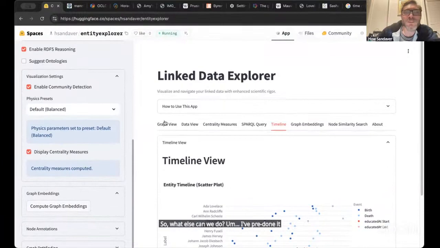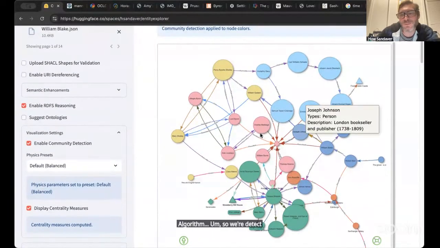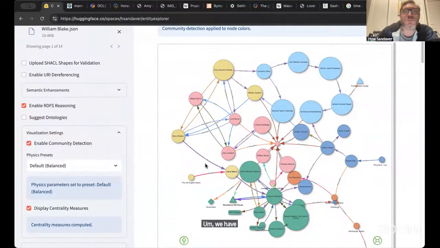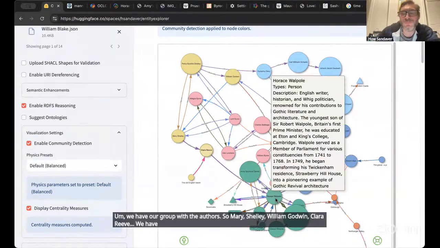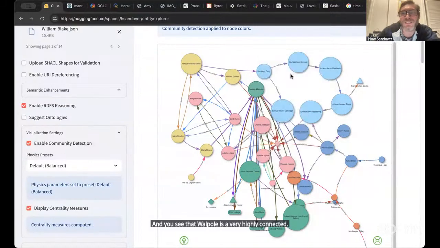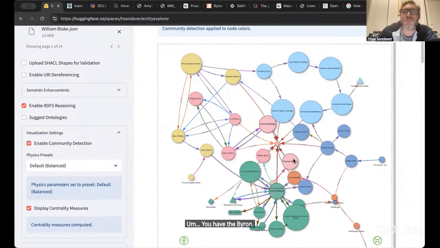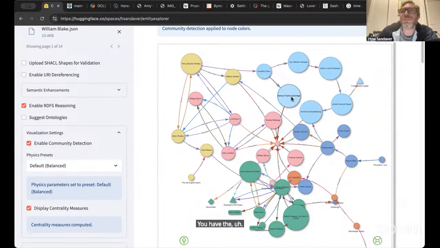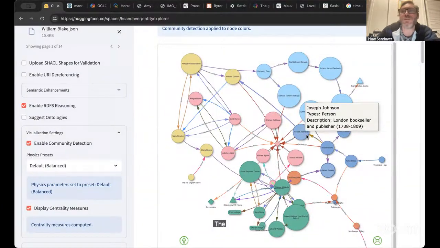I've pre-done it here, but I've enabled the community detection using the Louvain algorithm. So we're detecting quite a number of different communities of entities, essentially. We have our group with the authors, so Mary Shelley, William Godwin, Clara Reeve. We have the Walpole group, and you see that Walpole is a very highly connected entity. You have the Byron group here. You have the pigment group here. And you have the publishing and art group here. So Blake, the publisher Joseph Johnson, Henry Fuseli.